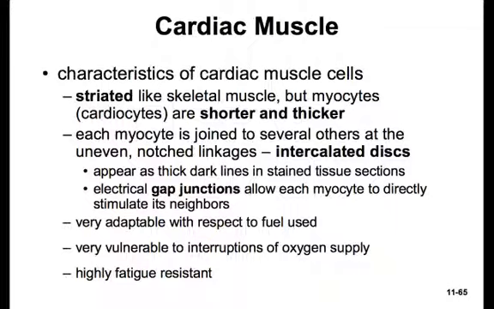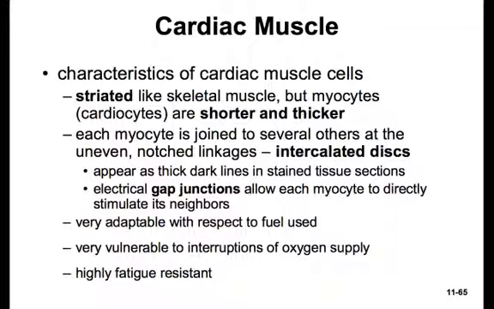Cardiac muscle cells are striated like skeletal muscle, but the myocytes, or cardiocytes, are much shorter and thicker. Each myocyte is joined to several others at uneven, notched linkages called intercalated discs that we reviewed during our section on tissues. These appear as thick, dark lines in the stained tissue sections.